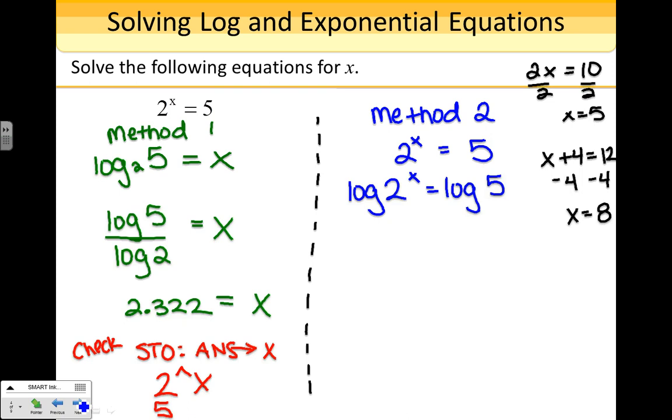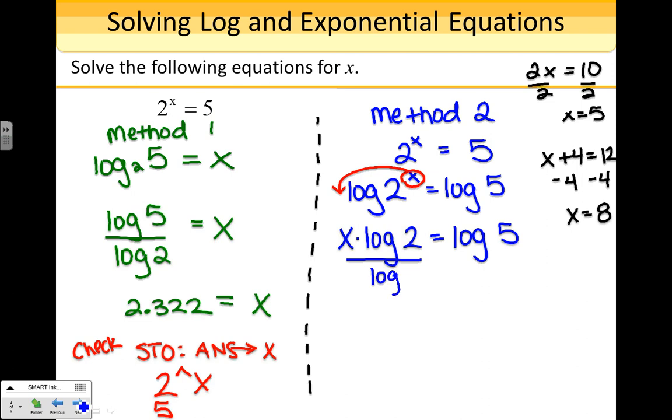Now that we've taken the log of both sides, what can we use to try and get that x by itself? Well, we can use the power rule. Now that I have a logarithm, I can use the power rule to bring my x down so it's no longer an exponent. So I have x times the log of 2 equals the log of 5. Now to get x by itself, I have x times the log of 2, so I'm going to divide by the log of 2 on both sides.